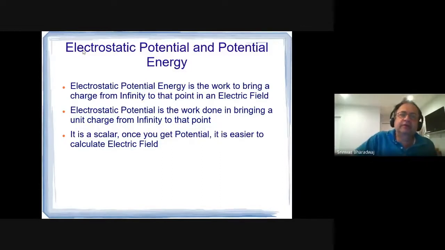Then we introduced this concept of the electrostatic potential, which was related to the idea of work. Electrostatic potential is the work to bring a charge from infinity to that point in an electric field, right? Now, force is the force felt at a particular point. Work is the work done to move it from infinity to that particular point, right? And it is a scalar. It is easier to calculate than the electric field.